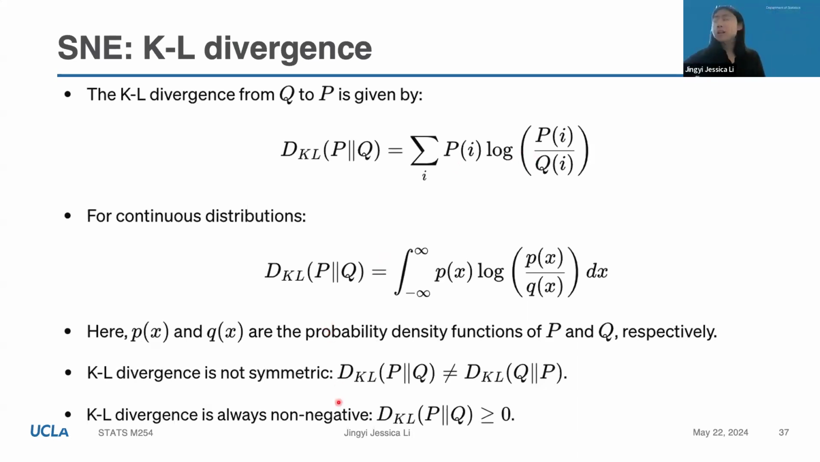Okay, and it's always non-negative. This is very important to know. It cannot be negative, and this can be proved by some inequality. You can actually show that. All right, so this is the KL divergence introduction.